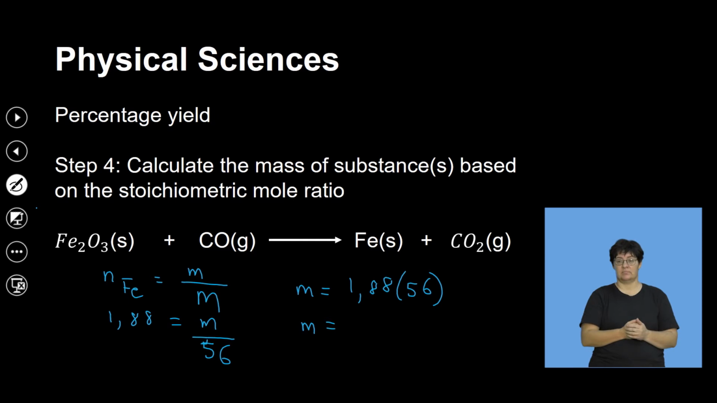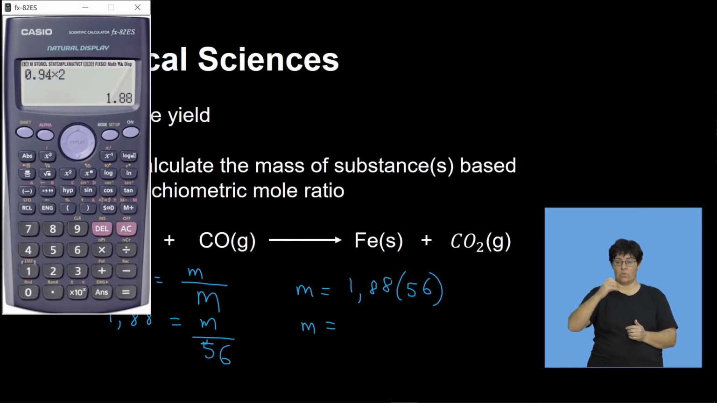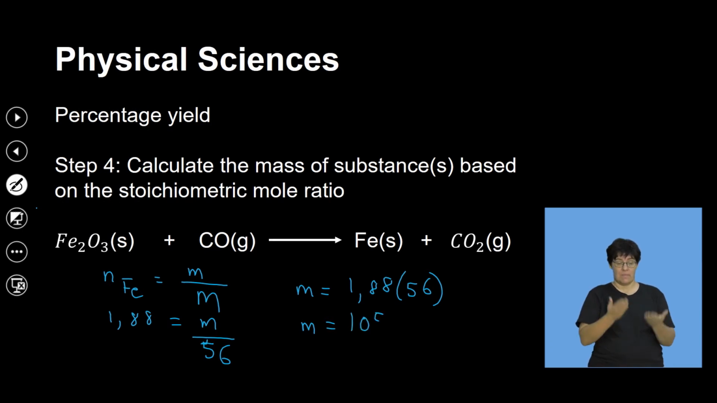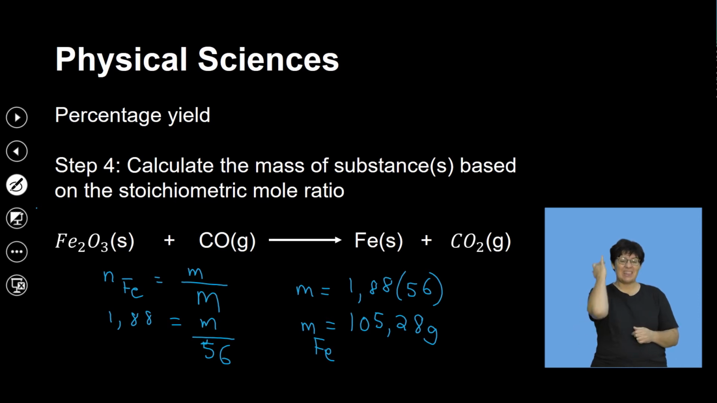If we go back to our calculator, what do we have? We've got 1.88, which is the number of moles, multiplied by 56 grams per mole. So what we'll get here will be the mass in grams of what is expected. What do we get there? As a decimal fraction, it's 105.28. So the mass is actually 105.28 grams, okay? So that's how we determine the mass of iron. This is the mass of iron theoretically that must be formed, right?